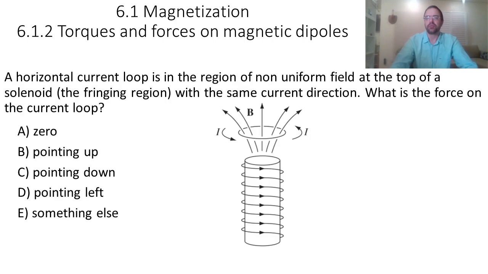So here's a question for you. Consider a horizontal current loop in the regions of non-uniform field at the top of a solenoid. And the current in the loop and in the solenoid are in the same direction. What is the force on the current loop?